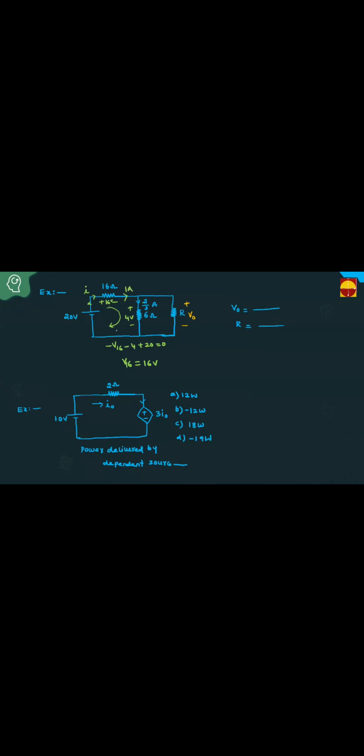What is the current? 1 ampere. This 1 ampere is entering, 2 by 3 is leaving. Then what about this current? 1 by 3. 2 by 3 plus 1 by 3, 1. That is 1 by 3. The current in this resistance is 1 by 3 ampere.